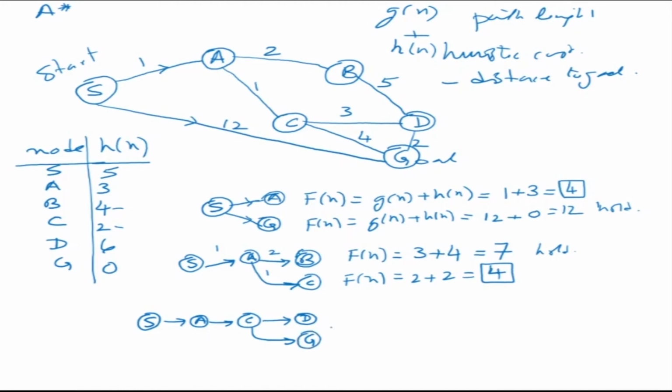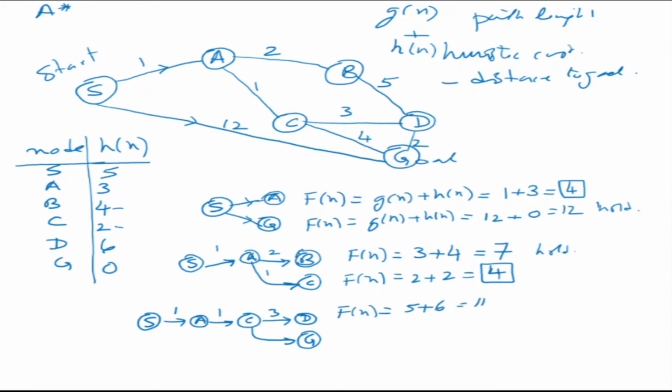Okay, so when I'm going to D, the function Fn is equal to D. Where is D? D is here. So from S to A, I have gone 1, then A to C, which is another 1, and then C to D, which is 3. So that is 5, plus the heuristic cost of 6, so Fn is equal to 11.